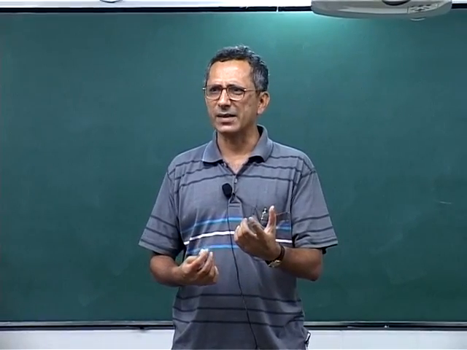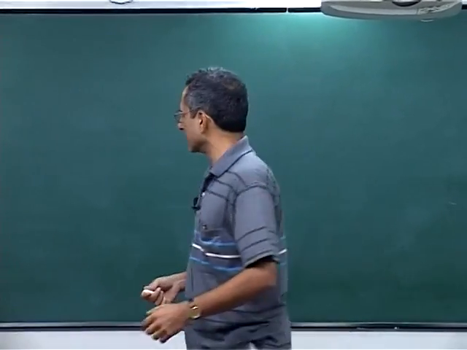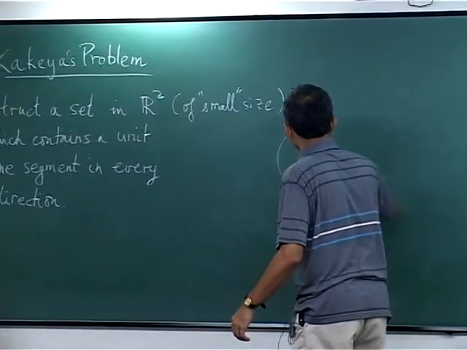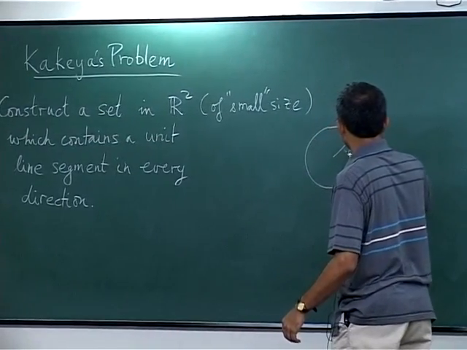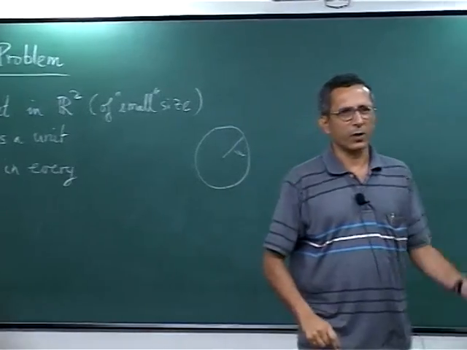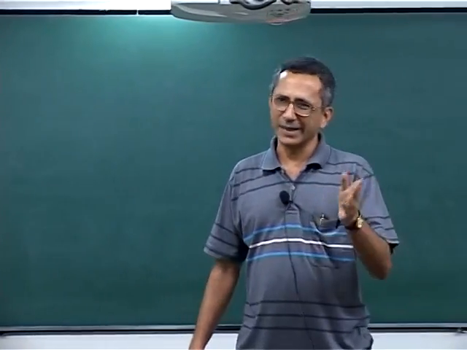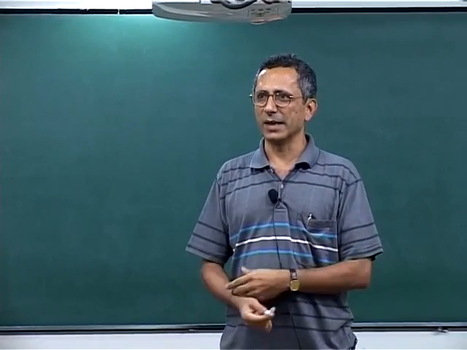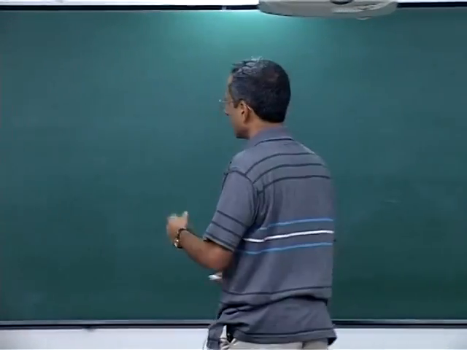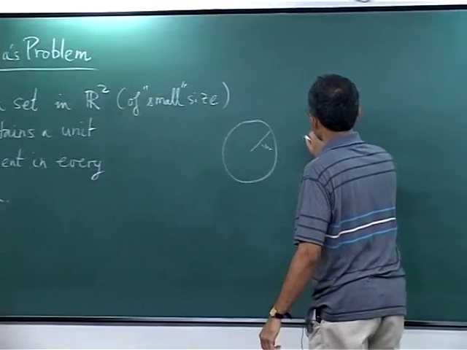Take a circle of radius half. If you take a circle of radius half, diameter 1, obviously it contains through the center, if you take each diameter, that's a unit line segment in every direction. What is the area of this? It's pi by 4.